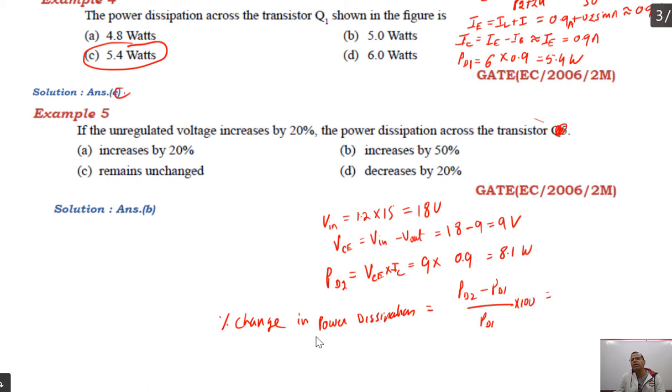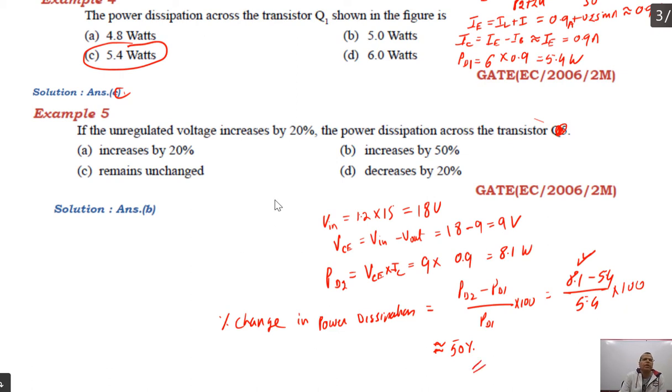So that is 8.1 minus 5.4 divided by 5.4 multiplied by 100. So power dissipation has increased, and this will be approximately equal to, you can calculate that, 50%. So this is your answer.